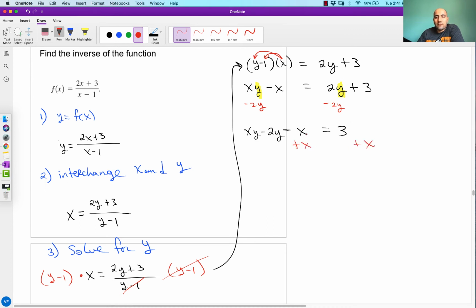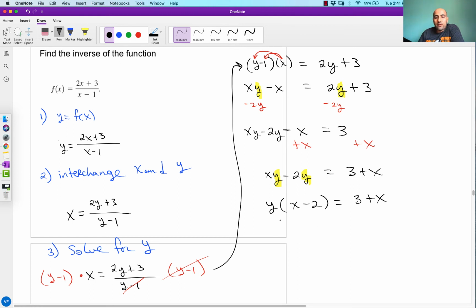Why am I doing this? Because it doesn't have a y. I want to get all the terms that have a y on one side and everything that doesn't have a y on the other side. So I end up with xy minus 2y equals 3 plus x. And now this is when we notice that we can factor out a y. Both of these terms have a common term of y. So let's get y factored. We'll end up with y times (x minus 2) equals 3 plus x.